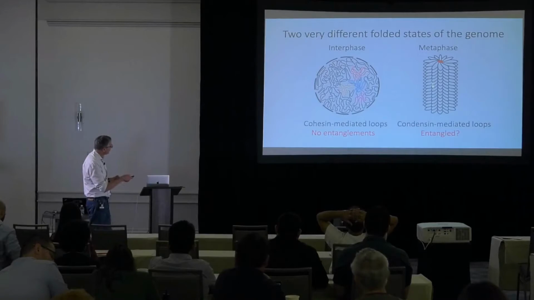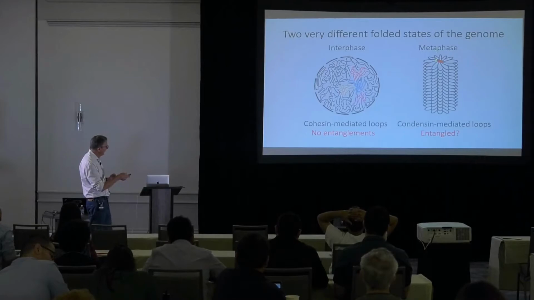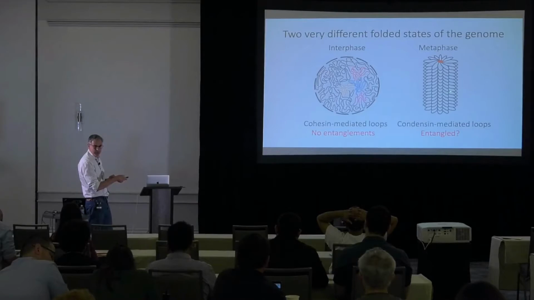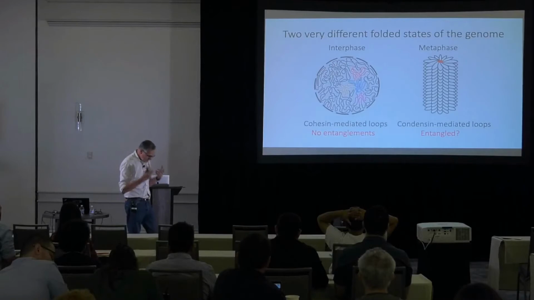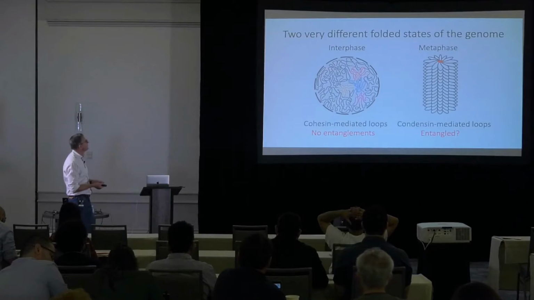What about mitosis? This is a highly packed, highly condensed state. And I didn't tell you this, but the condensins form this loop array. But the second most important protein on this chromosome is topoisomerase 2. So TOPO2 is an integral structural component of the mitotic chromosome. Whether it's actually making any catenations, we don't know. It probably does multiple things.